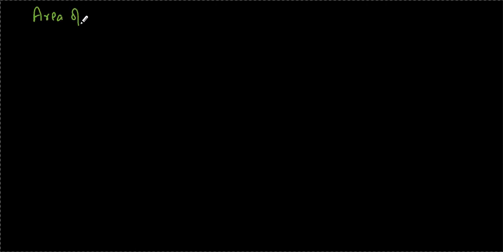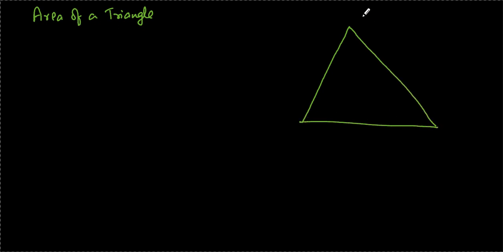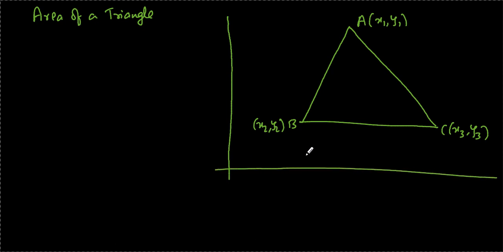Area of a triangle. Consider a triangle ABC. Let's say these are the coordinate axes. Draw perpendiculars from each of the vertices to the x-axis. Let's say these points are P, Q, R.